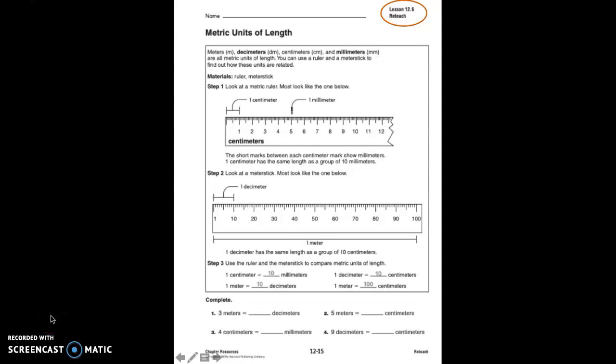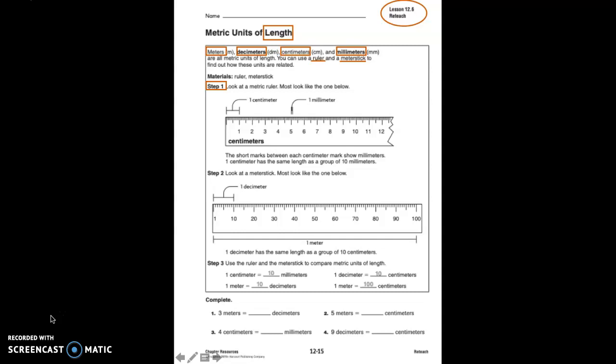Today we're going to do lesson 12.6, metric units of length. Meters (m), decimeters (dm), centimeters (cm), and millimeters (mm) are all metric units of length. You can use a ruler and a meter stick to find out how these units are related. So we're going to use a meter stick and a ruler, which are below. Let's take a look at step 1.